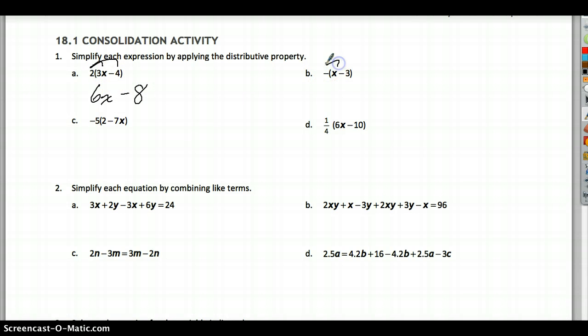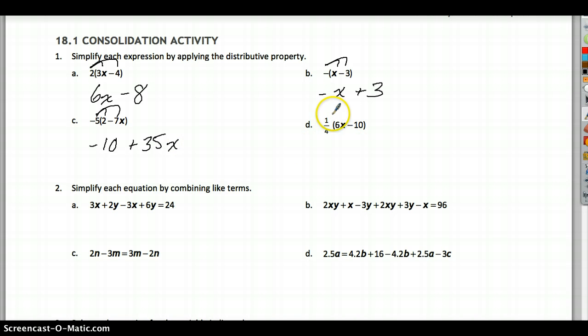The next one I have to distribute that negative sign to both pieces, so it's going to give me negative x, and negative times negative will give me positive 3. Then I've got negative 5 times 2, which is negative 10, and negative 5 times negative 7, which is positive 35x.